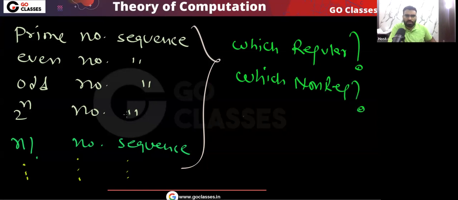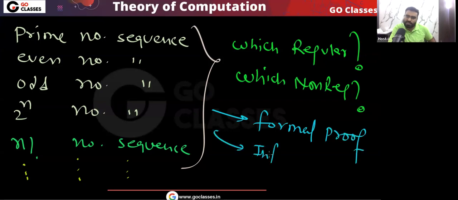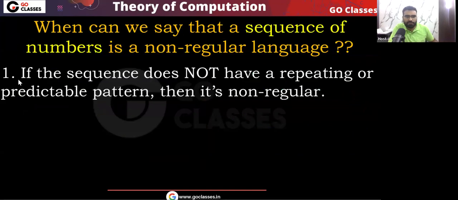For this, we will see two methods. We will see the formal method, the formal proof, and also the informal method. Both are important. We will see both formal and informal methods. Let's see both of them. So let's start. This is the first tip, or I can say the first guideline.